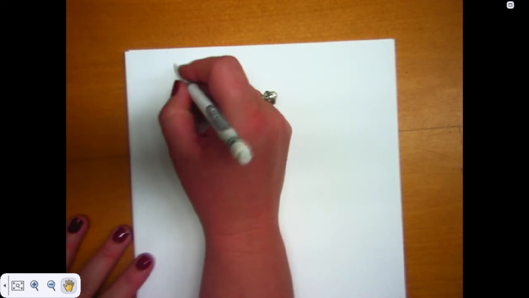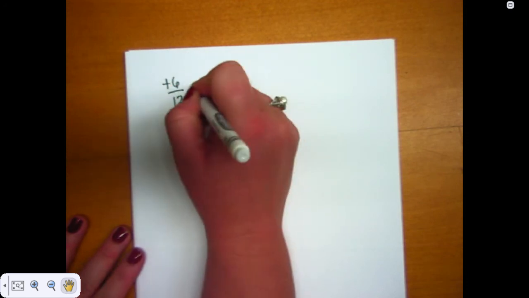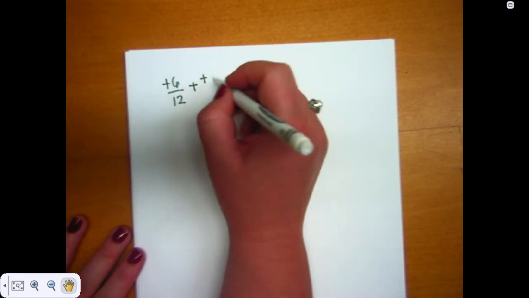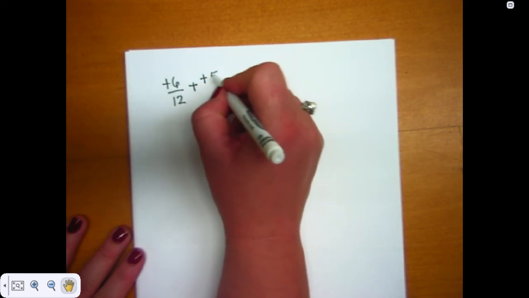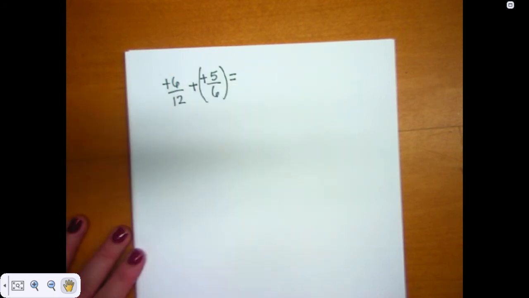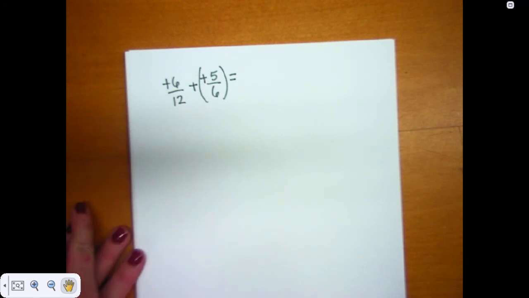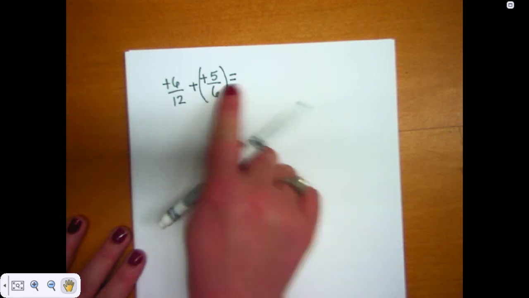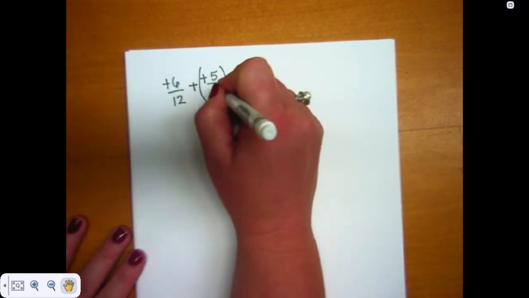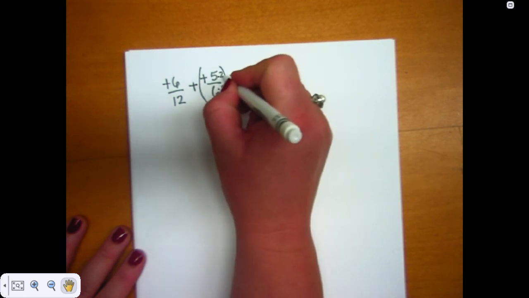Let's say we have positive 6/12 plus positive 5/6. First thing I check, it's fractions, so I'm going to check, do I have the same denominator? I don't. So I need to find a common denominator. I know that 6 times 2 is 12, so I'm going to go with that. 6 times 2 is 12. Whatever I do to the bottom, I have to do to the top.